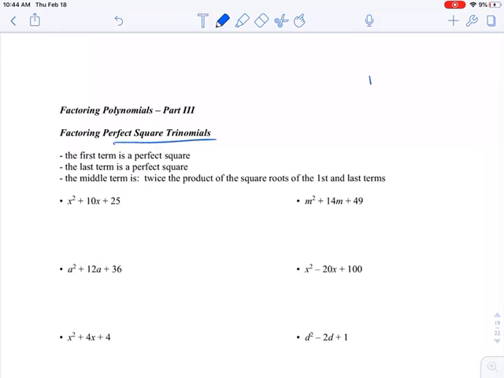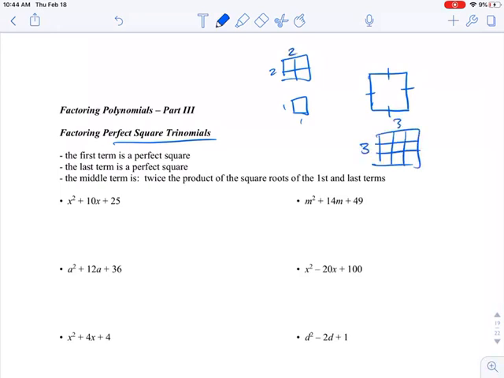Now, just the word perfect square means that all the sides are equal. So in a square, you might have a 1 by 1 square or a 2 by 2 square. And you can extend this example, 3 by 3 square, but in a square, the sides are exactly the same. All right, so let's take a look at this first one here.